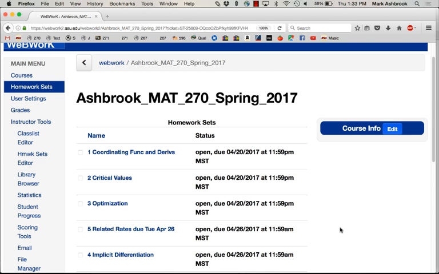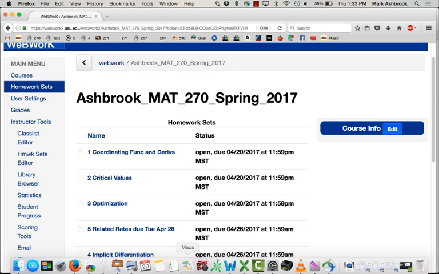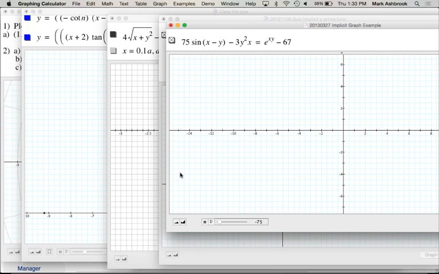Questions on WebWork, or next Tuesday's homework? Okay, so let's jump back into it. We were doing implicit differentiation.